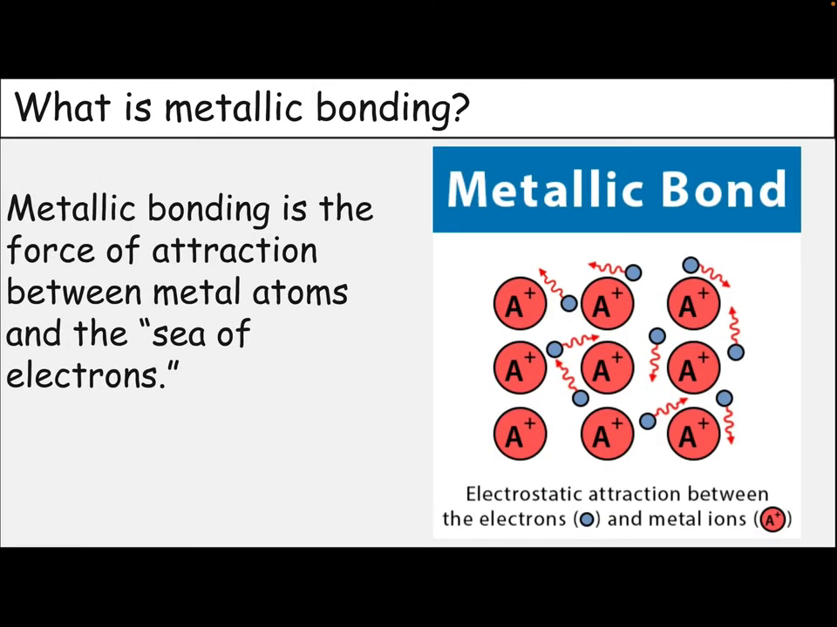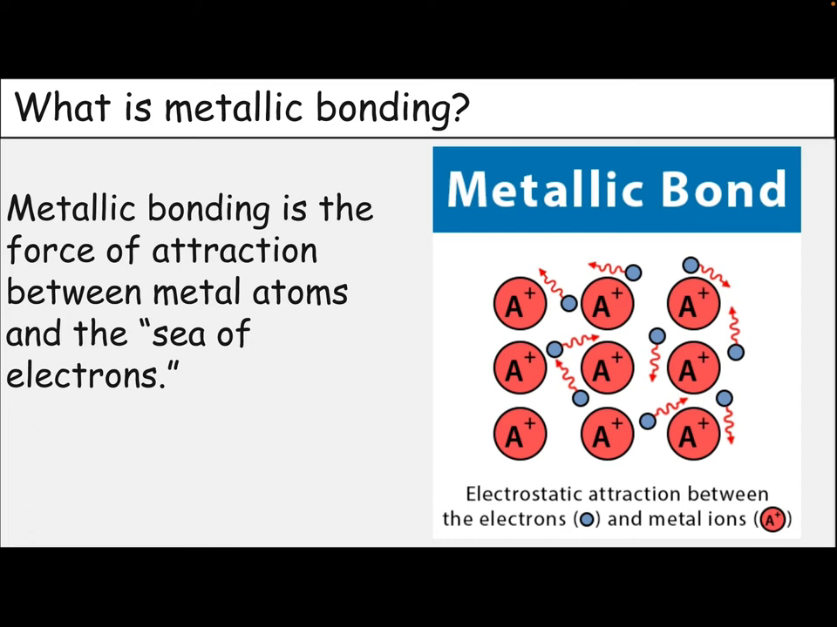This is where we get into metallic bonding, and this is the lesson for today's class. So, what is metallic bonding? Let's read the definition. There are a number of different definitions that could be said for any number of things, but this is the definition that we're going to go with today. Metallic bonding is the force of attraction between metal atoms and the sea of electrons.